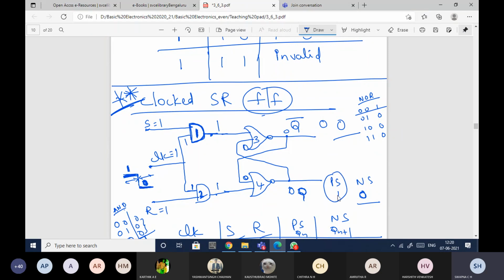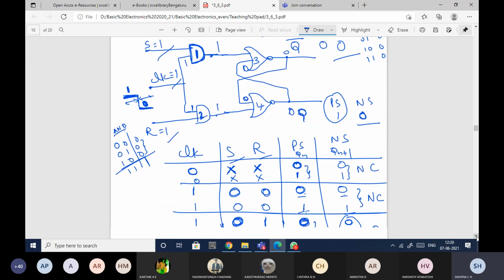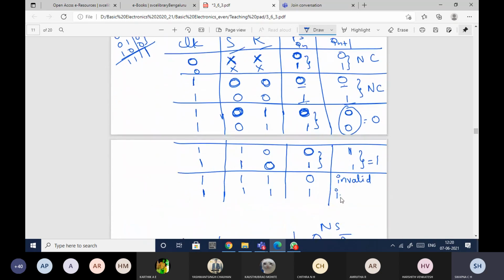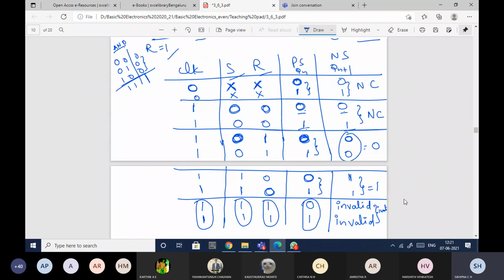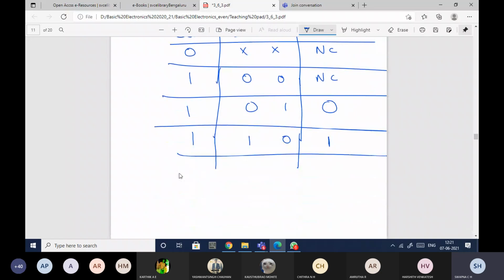So when the present state is 1, S value is 1 and R value is 1 and the clock is 1, it is an invalid state because Q and Q bar are not complement of each other. So I can write even this state as invalid state. If you observe the truth table, when clock is equal to 1 and S is equal to 1, R is equal to 1, whatever might be the present state, the next state is always invalid. So clock is equal to 1, S is equal to 1, R is equal to 1, then this state is said to be invalid state.